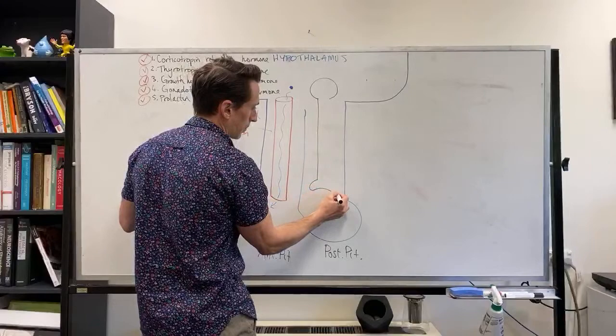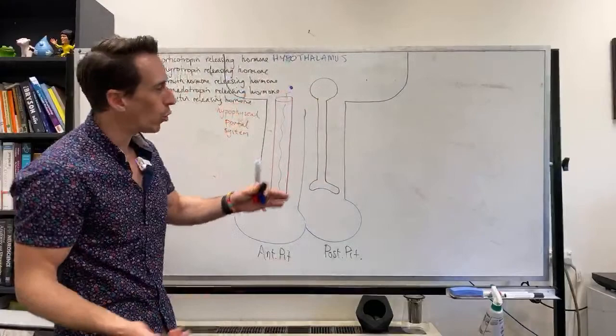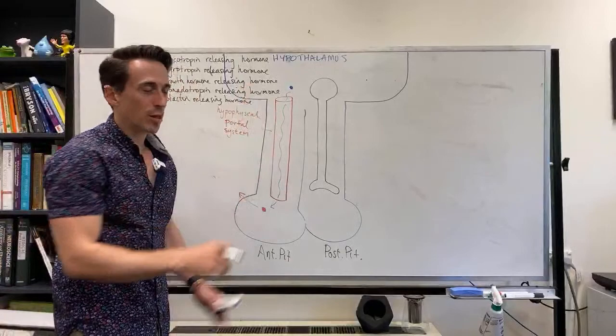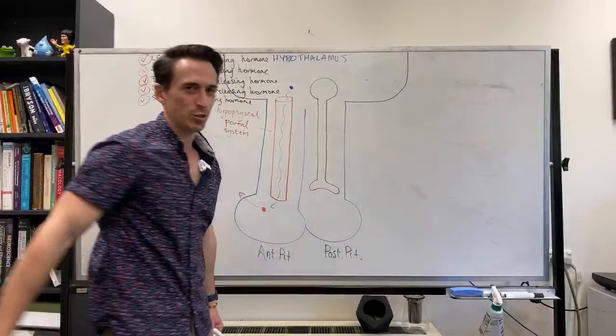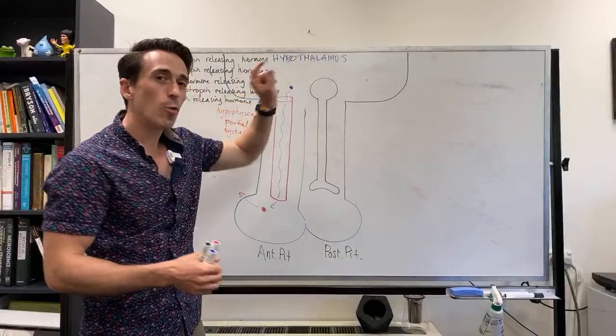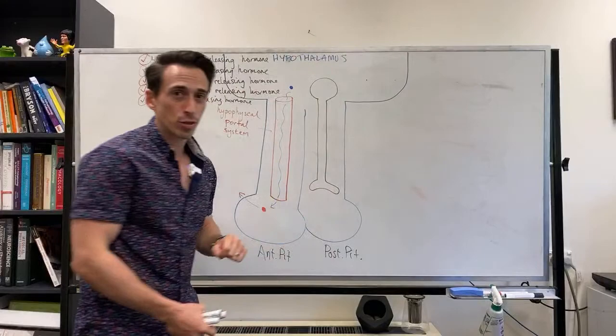Now I'm just going to draw one neuron just to highlight, but there's obviously more. It's nervous tissue. So anterior pituitary gland is connected to the hypothalamus through blood. Posterior pituitary gland is connected to the hypothalamus through nervous tissue. Now this is what this means, right? It means that the hypothalamus is part of your brain, so it's nervous tissue. The posterior pituitary gland is nervous tissue.